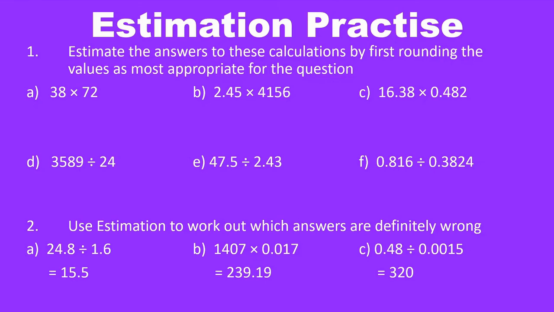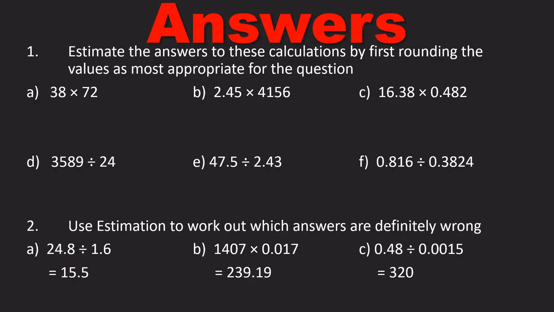I hope you've had a chance to hit pause, because here come your answers. For question 1A, you may have rounded these to 40 times 70, or 40 times 72, or 38 times 70. In any of these cases, you've got some answer which is 2,000 something. The actual answer is 2,736. So regardless of how you estimated your answer, in any of these 3 methods, they would be fine. So make sure you've shown your working, you've explained to me how you've estimated your answers before we go on checking the rest.